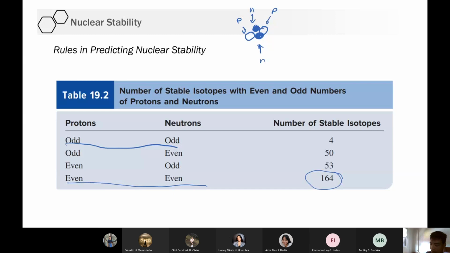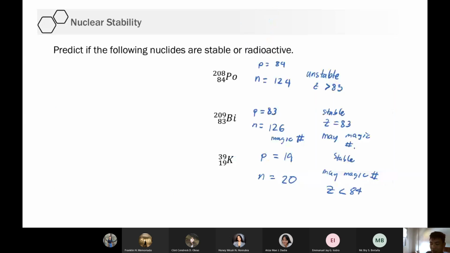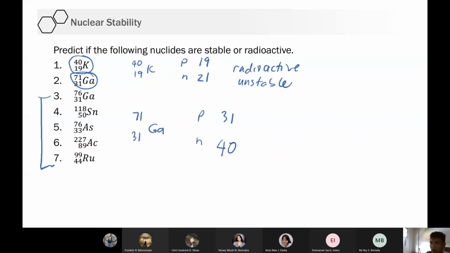So, we can say na ang gallium, radioactive ba siya agad? Not really. Okay? Not really. Okay? Kasi, okay, so ibig sabihin medyo okay pa siya. Wala siyang magic number. Tapos odd even pa yung kanyang combination. No? Odd even yung combination niya.